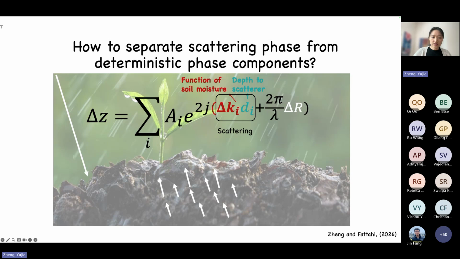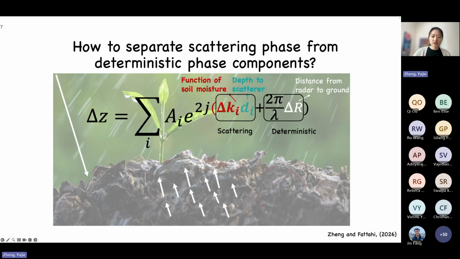So this is the scattering phase that I'm talking about because it reflects the propagation of the microwave within the soil. And on the other hand, we have the deterministic phase, and it is related to the common distance between the radar and the ground.